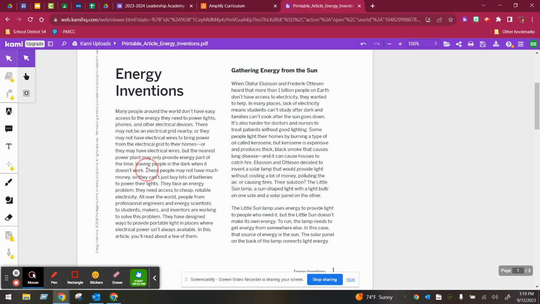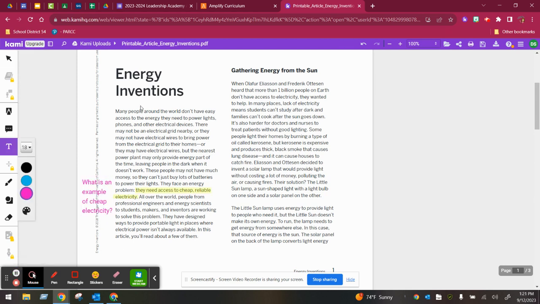These people may not have much money, so they can't just buy lots of batteries to power their lights. They face an energy problem. They need access to cheap, reliable electricity. All over the world, people from professional engineers and energy scientists to students, makers, and innovators are working to solve this problem. They have designed ways to provide portable light in places where electrical power isn't always available. In this article, you will read about a few of them.